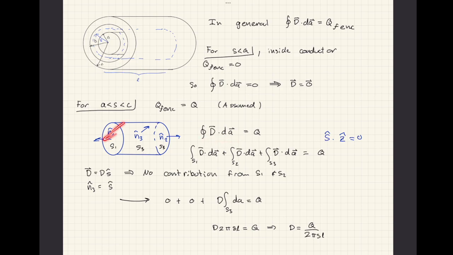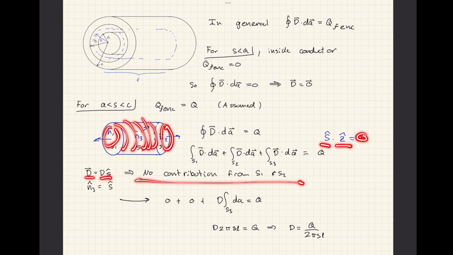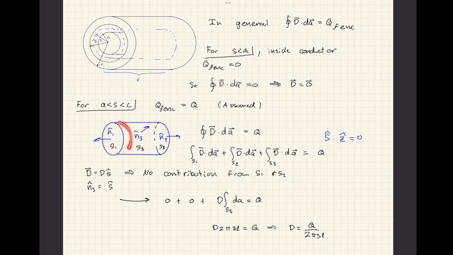So I can split the Gaussian surface into its three surfaces, the ends, and the perimeter of the cylinder. Our n hat points in the z direction, this one points in the minus z hat direction, but it doesn't matter because our D points in the s hat direction, and s hat dot z hat is going to be 0. So we get no contribution from surface 1 or surface 2, and all of it comes from the outer surface, or the sides of the cylinder.